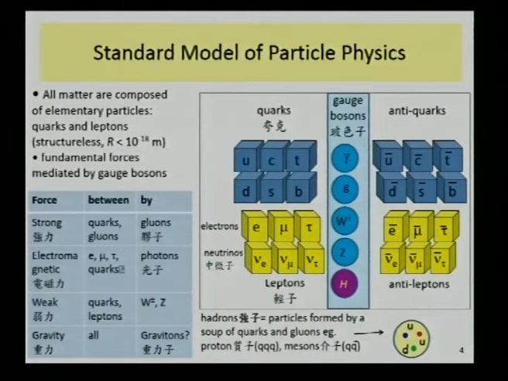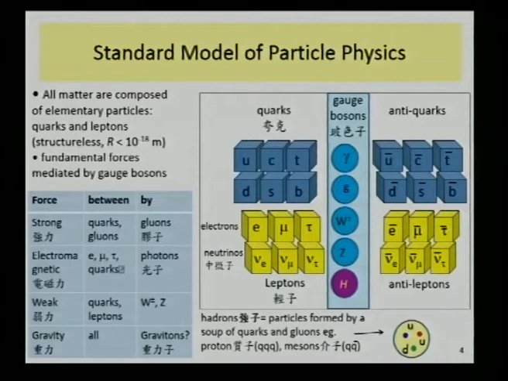4 years ago, a very important breakthrough was the discovery of yet another boson called the Higgs boson, which is different from all these photons, gluons, W and Z. I'll come back to the Higgs boson near the end of this talk.